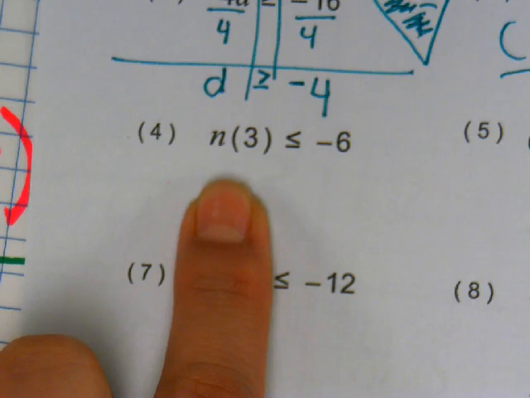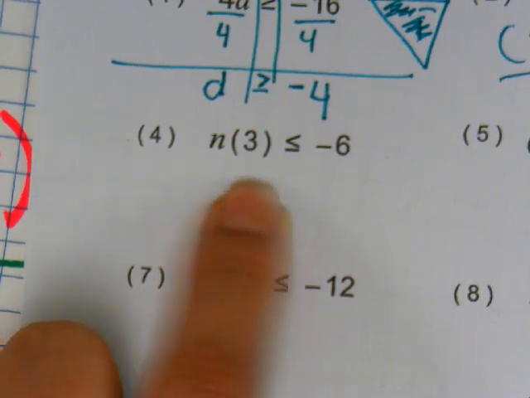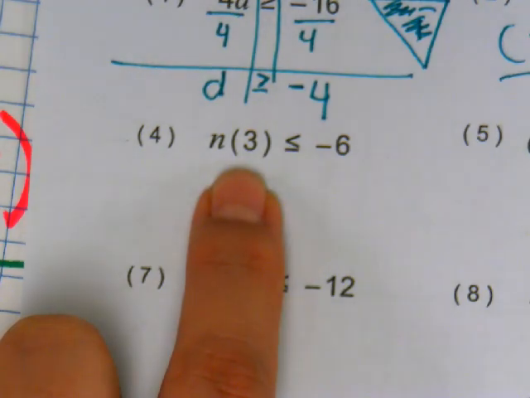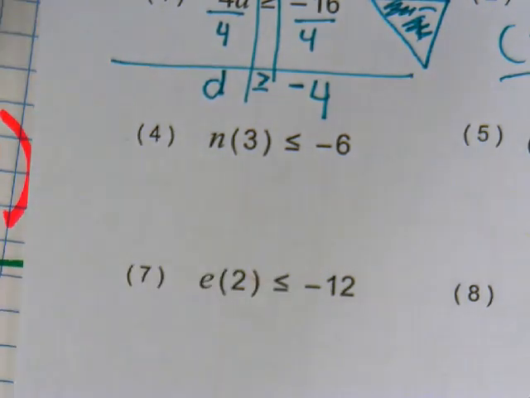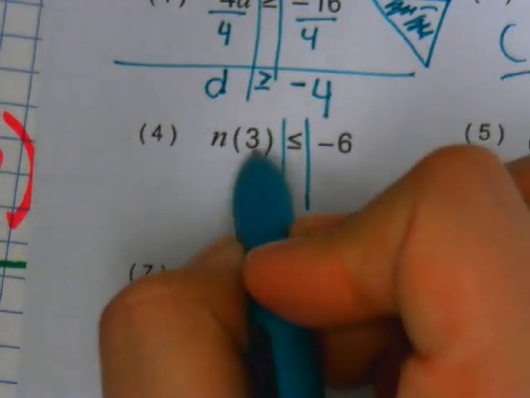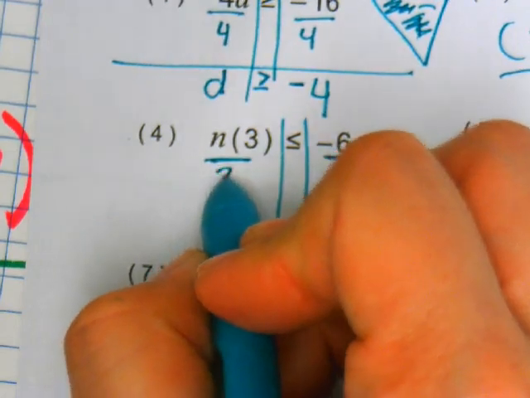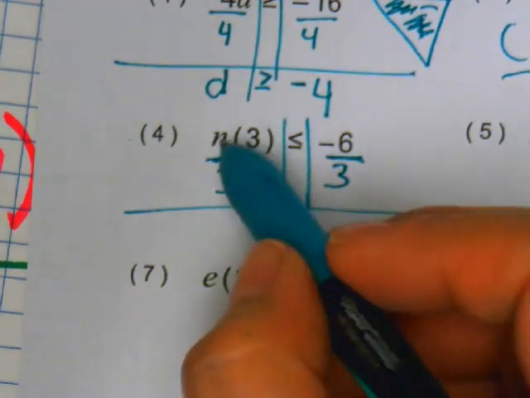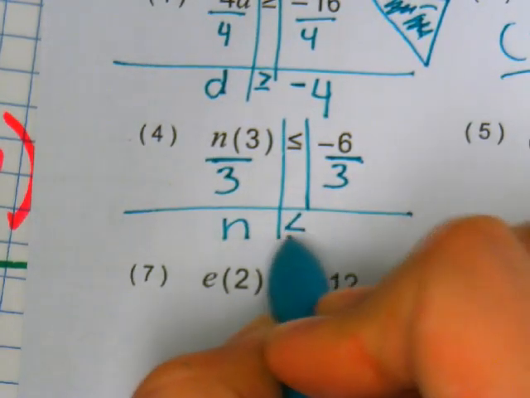No, I'm kind of in the middle of teaching here. All right. N times 3. N times 3. So we're going to divide. It's backwards. You see how it's backwards? But you're still going to be doing the same thing. This means multiplication, so the opposite is to divide. We're going to divide by 3 on both sides. So here and here, we're going to divide by 3. So we have n is less than or equal to.